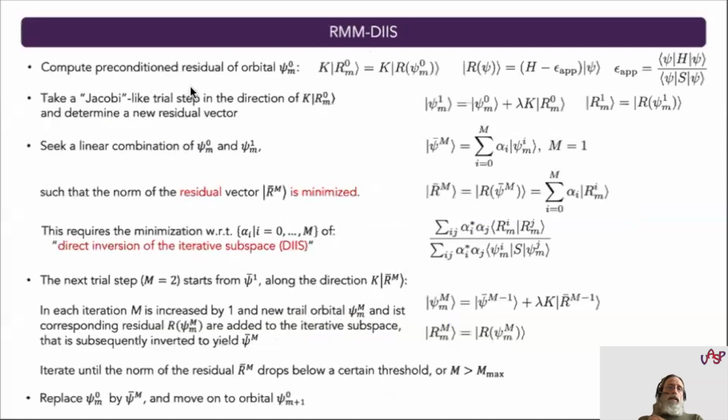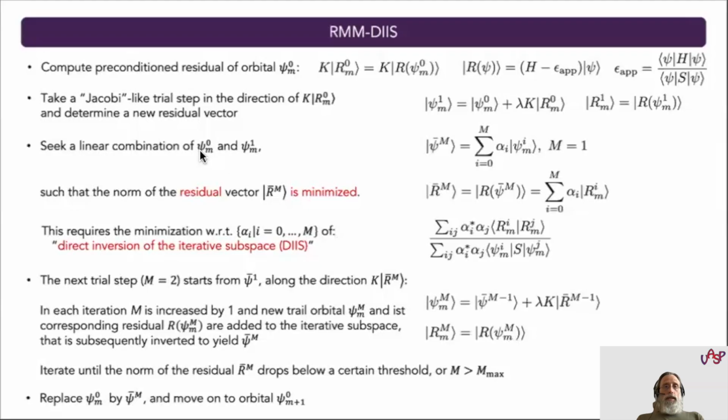So RMM-DIIS works in the following way. If we want to optimize a certain orbital, we start by computing the preconditioned residual of that orbital. Now that I've written here, this is the residual, this is the approximate eigenvalue, and this is a preconditioning matrix. And as a first step, we take a Jacobi-like trial step along this direction of the preconditioned residual that's shown here. So it's this trial step lambda. And we compute the residual of this new orbital.